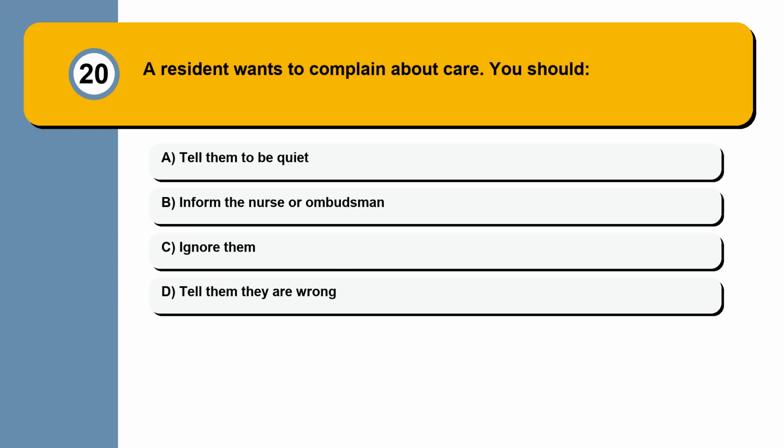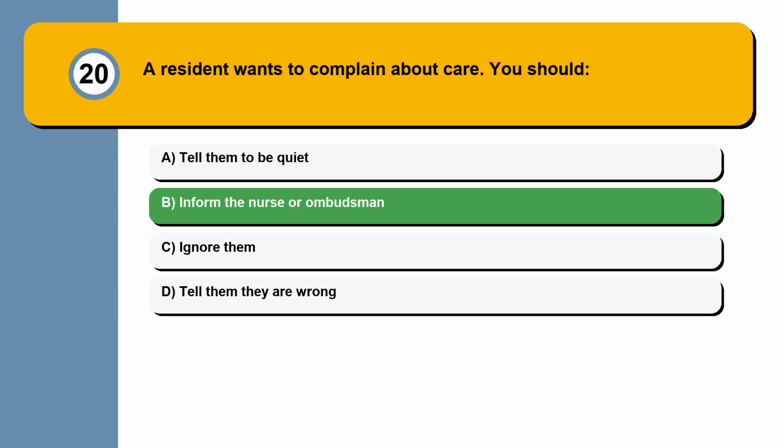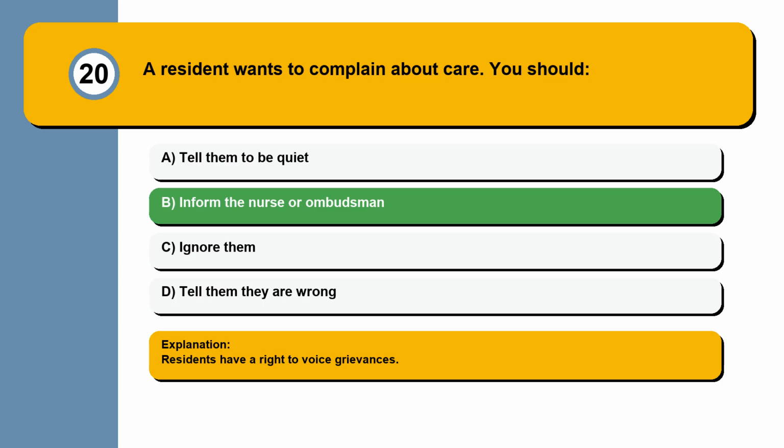Question 20. A resident wants to complain about care. You should tell them to be quiet. Inform the nurse or ombudsman. Ignore them. Tell them they are wrong. Residents have a right to voice grievances.